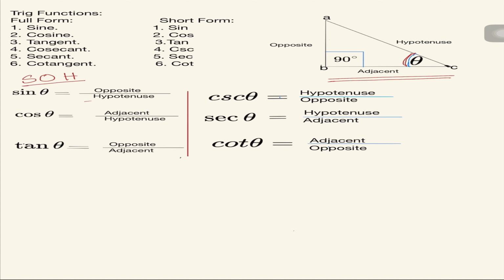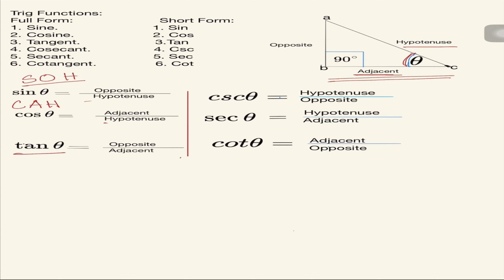For cosine, it is adjacent over hypotenuse. So you can just write down that cosine is C, adjacent is A, hypotenuse is H. It's the short form so that we can remember it. It's one of the popular short forms.